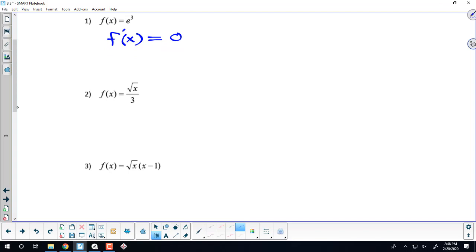Okay, the square root of x over 3. So remember our rules, we've got a power rule and a constant multiple rule. So you want to think of it in that sense. I don't want to think of the square root as the square root. I want to think of it as x to the 1/2 over 3, or 1/3 times x to the 1/2, is what that function is, just so I can apply those rules to it.